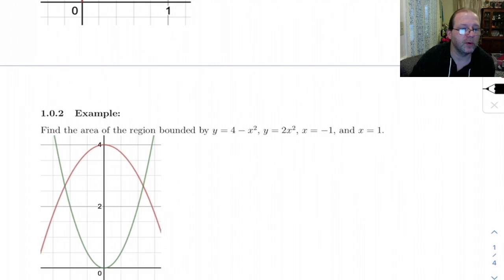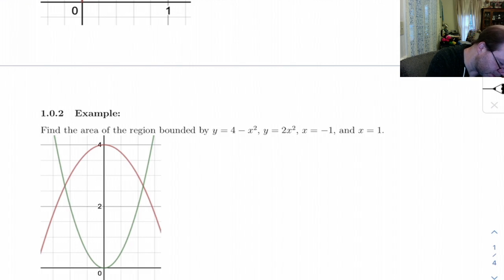Let's look at this example. We're supposed to find the area of the region bounded by these two parabolas, x equals -1 and x equals 1. All right, so let's look at it first. This parabola is 4 minus x squared. So that's my top. The other one's the bottom. And we're supposed to just go from -1 to 1.